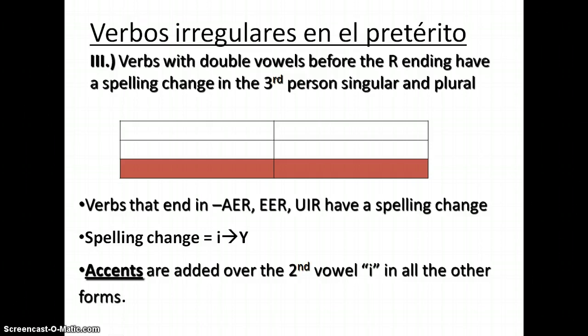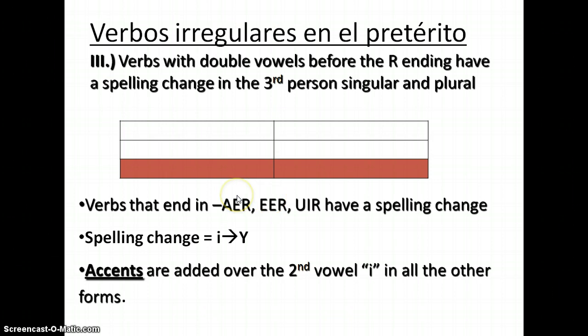Okay, well, we just looked at stem changing verbs in the preterite tense. A third group of irregular verbs in the preterite are verbs that have spell changes in the preterite tense, and those changes occur in the third person singular and plural as well, as highlighted in this graph. If you read up top, verbs with double vowels before the R ending will have a spell change in the third person singular and third person plural.